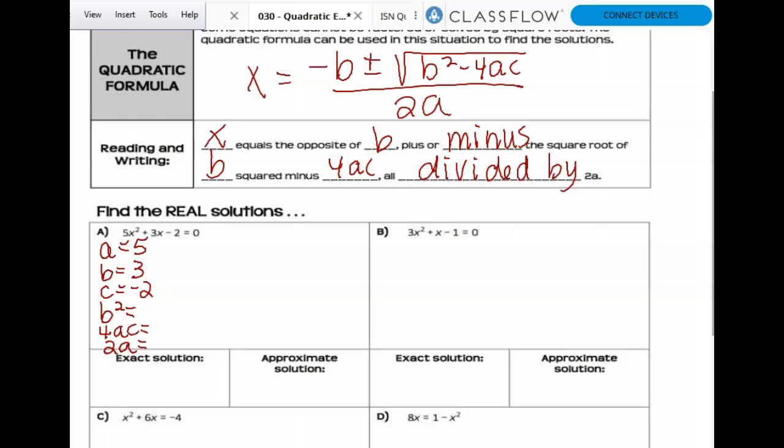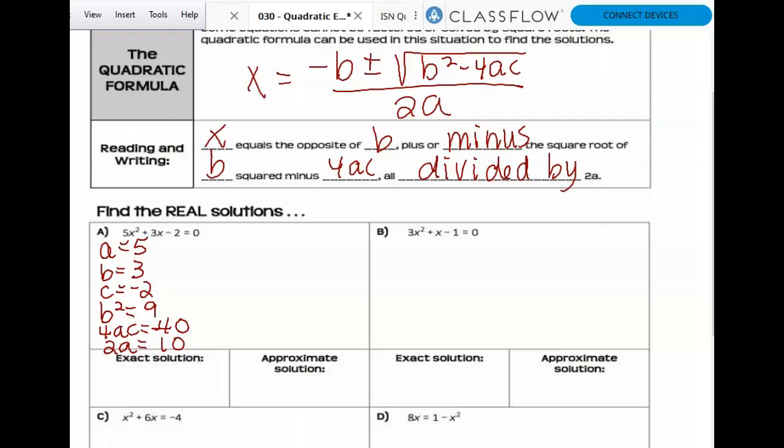So B squared is going to be 3 squared, which is 9. And then I need 4 times A times C. So 4 times A times C is 40. And 2 times A is 10. A times C is, oh, -40. Thank you. I'm like, wait, it is 40. Negative, though.